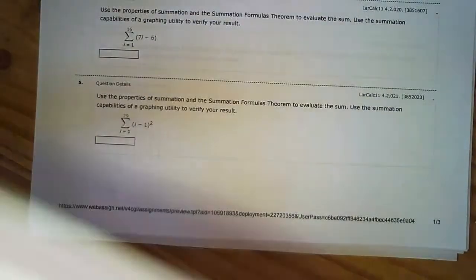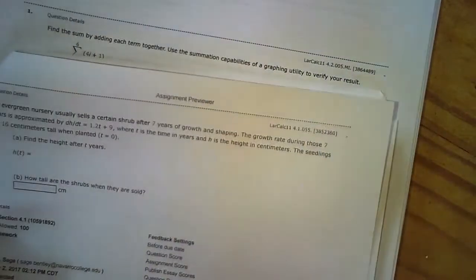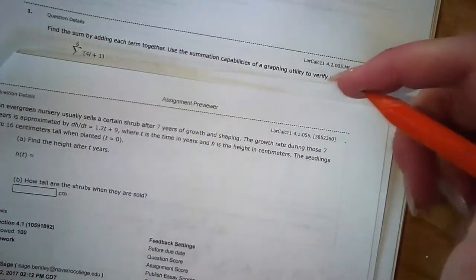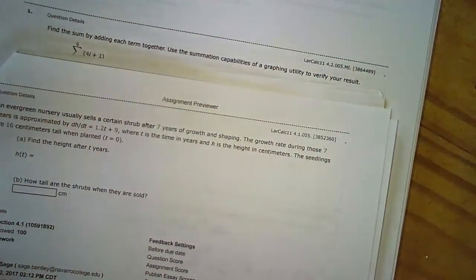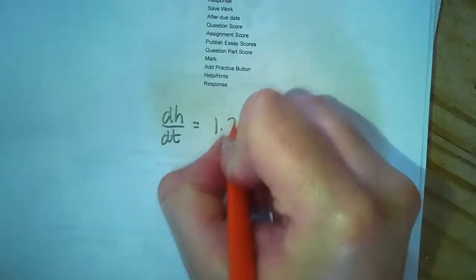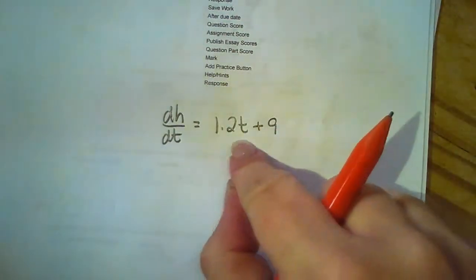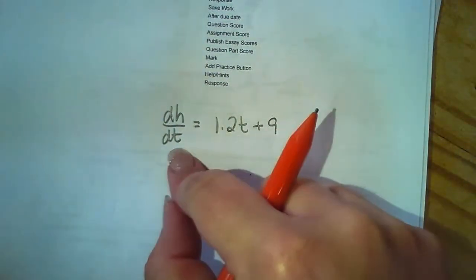And then the final one on this section is we're going to travel to an evergreen nursery. So when I go to the evergreen nursery, it sells a certain shrub after 7 years of growth and shaping. The growth rate during those 7 years is approximated by dH/dt. So I'm going to write this down here. dH/dt is 1.2t plus 9. Okay, t is the time in years, and h is your height in centimeters.